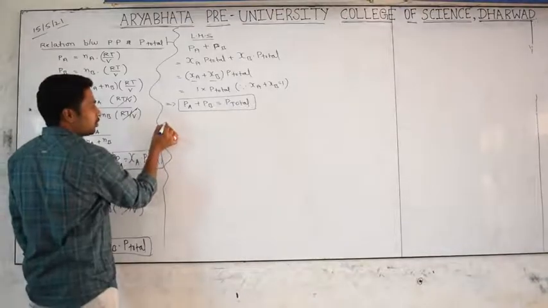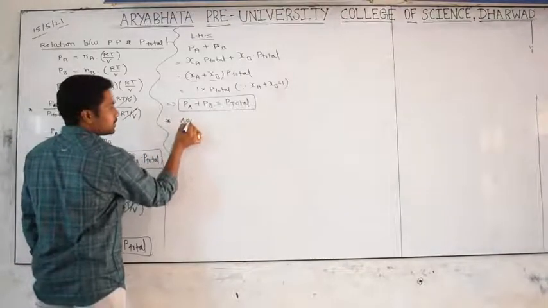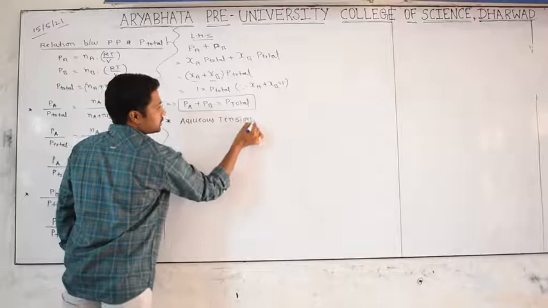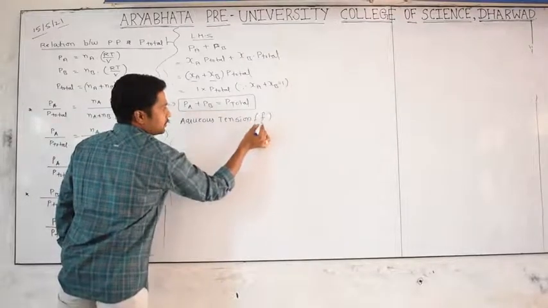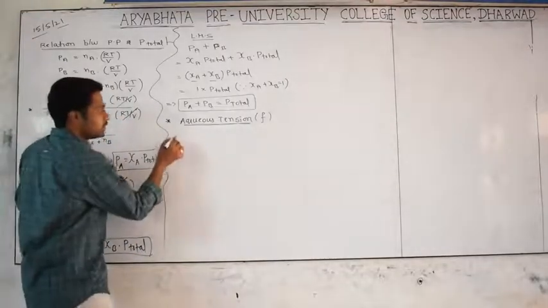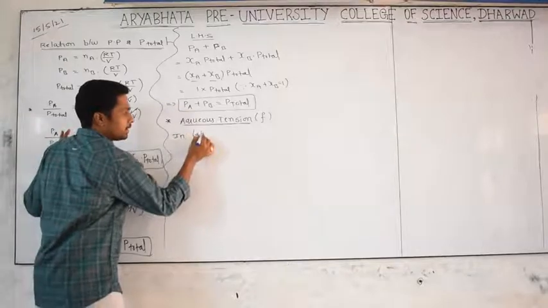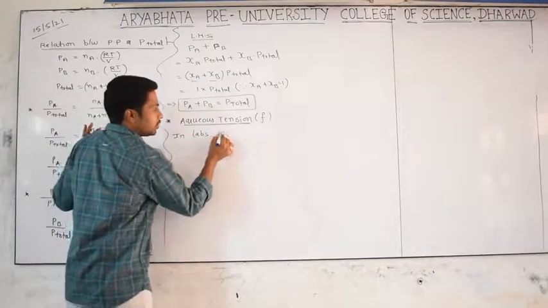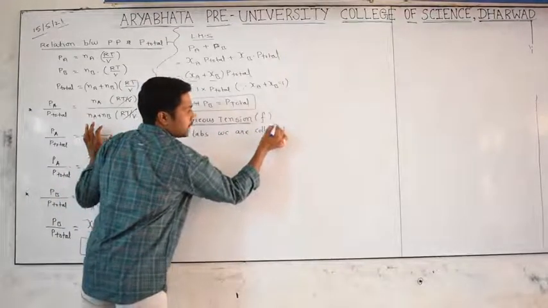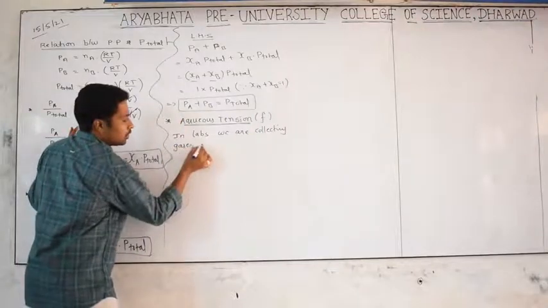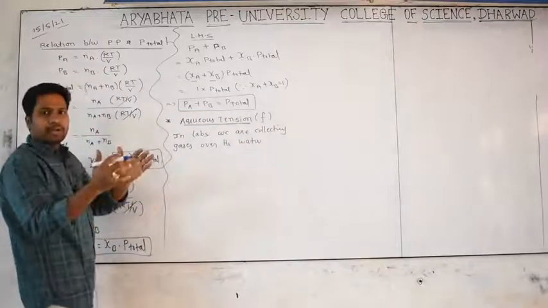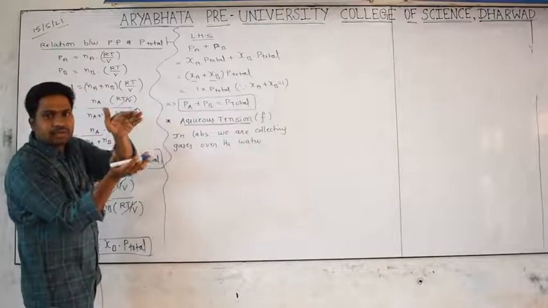Now we are discussing one small definition, aqueous tension. Aqueous tension is denoted by letter F. See, what is the meaning of aqueous tension based on Dalton's law? Generally in laboratories, we prepare and collect gases over water. We are preparing a particular gas, and the gas can be collected on the surface of the water.